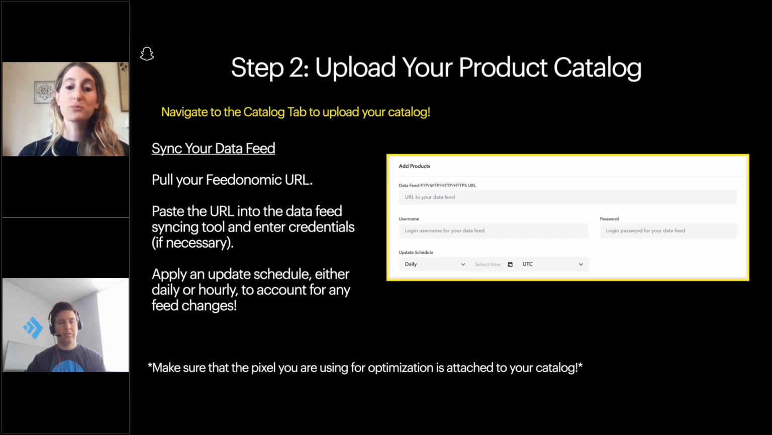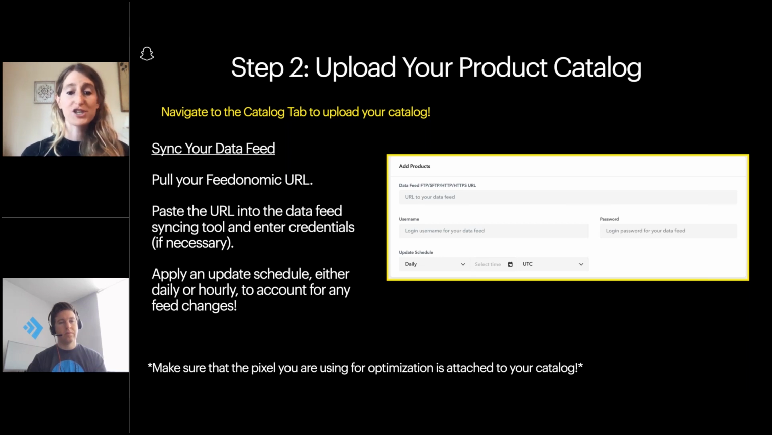Next, you would upload your product catalog by syncing your Feedonomics data feed directly in Ads Manager. This can be found within our catalog hub. Paste your Feedonomics URL into the data feed URL bar, enter the username and password if required, and select the timing for refresh. At this time, you can refresh either daily or hourly.